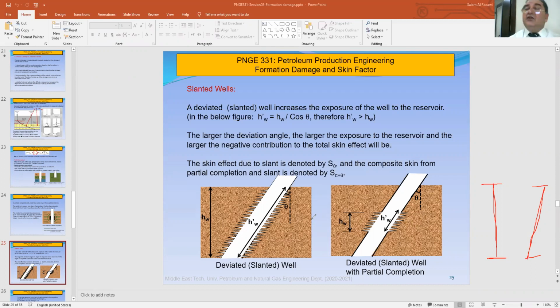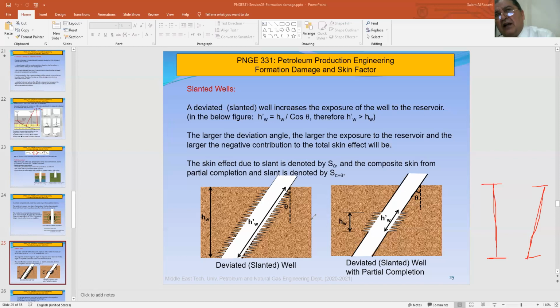Okay, good. So it is slanted, but do you know why? Of course, we know that. It is the actual length of the wellbore. I'm not talking about the true vertical length, I'm talking about the actual length. The actual length of a slanted well is more than the actual length of a vertical well. So basically we have more contact area given by the slanted well than the vertical well. It means that the pressure drop caused by the slanted well could be less than the pressure drop caused by the vertical wellbore. Therefore, the skin factor of a slanted well is less than this.